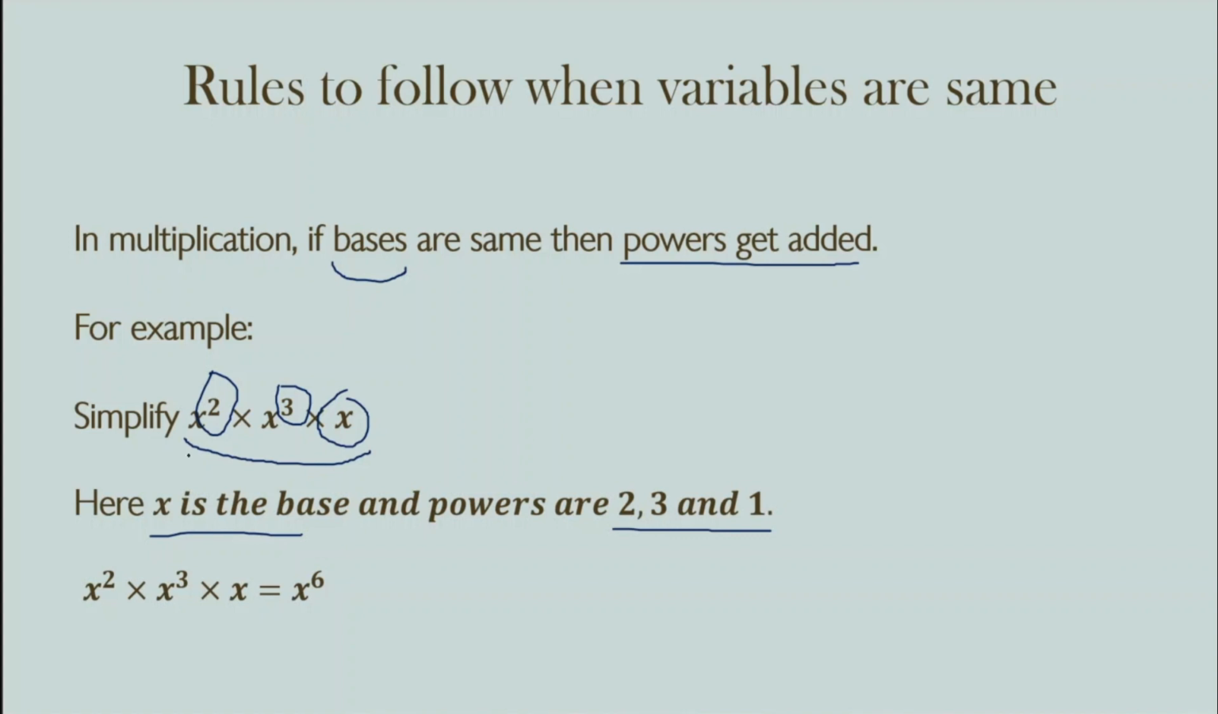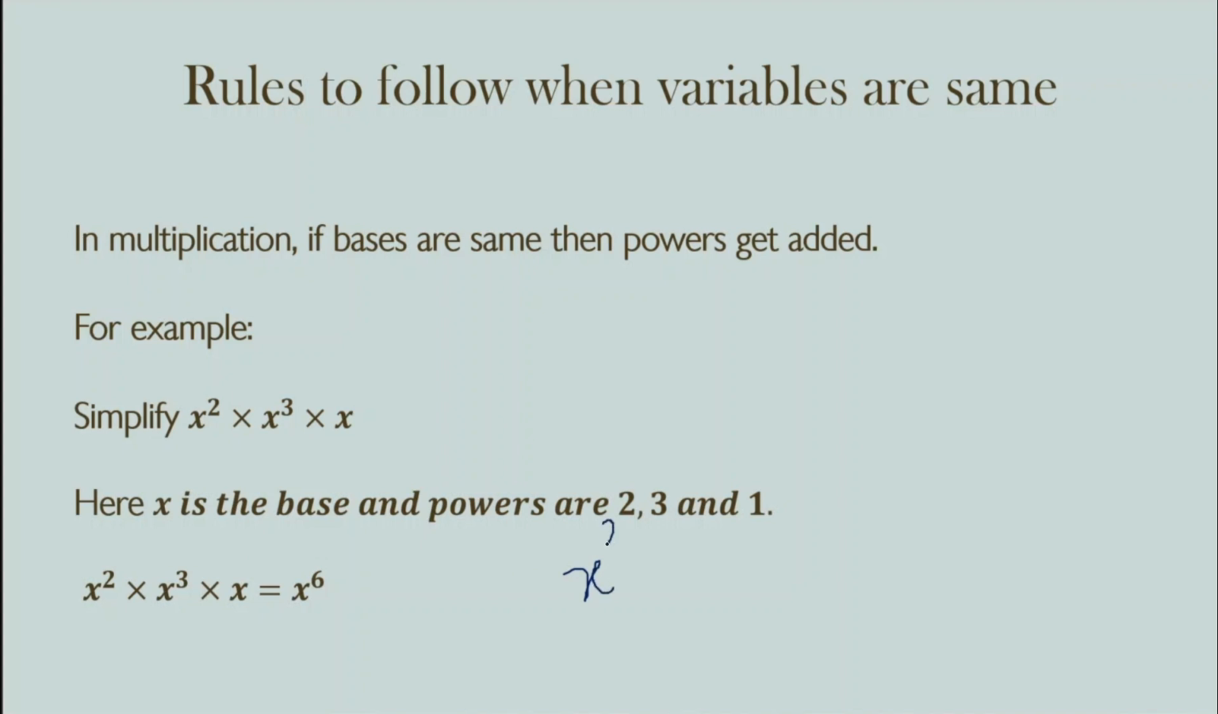Whenever the bases are the same, like in this case where the base is x for all three, we simply write the base one time and the powers get added. So x square multiplied with x cube, multiplied with x. We write the base one time and add the powers. So 2 plus 3 plus 1. That's how we got x raised to power 6. I hope it's clear to you.